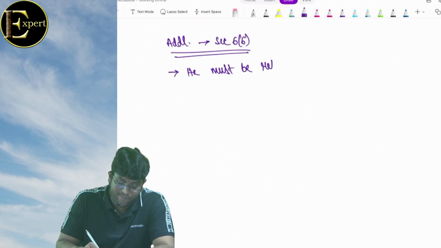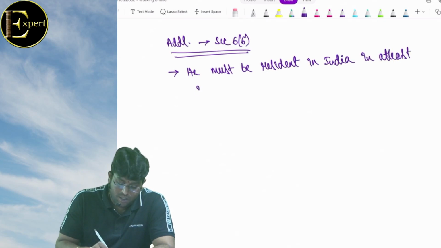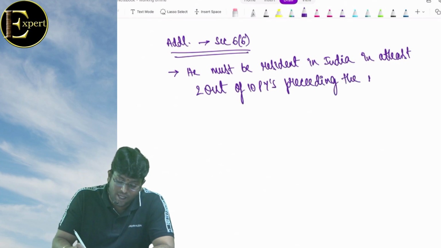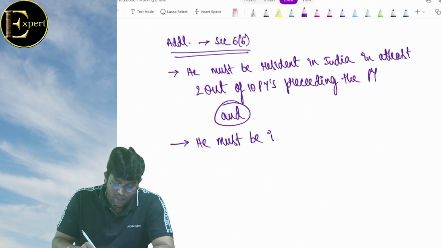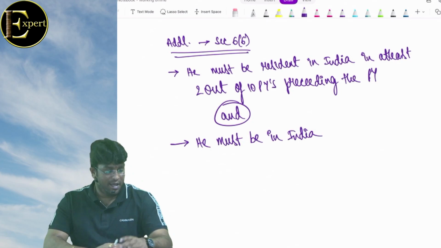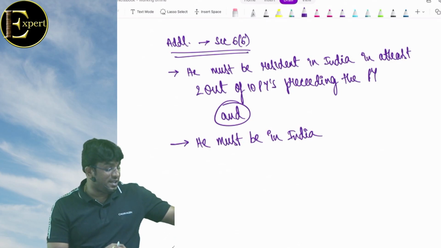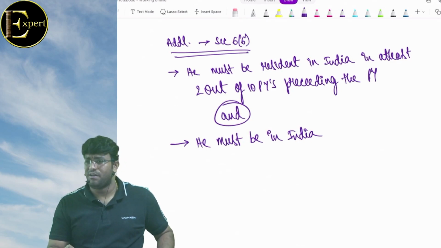He must be... yaad aa raha hai kuch? He must be resident in India in at least 2 out of 10 previous years preceding the previous year. And what is that language, sir? And he must be in India. Sir, being in India is different, resident in India is different. First condition kya tha beta? He must be resident in India. My straight question to you: how will he become a resident? By any one basic condition. Matter is over.